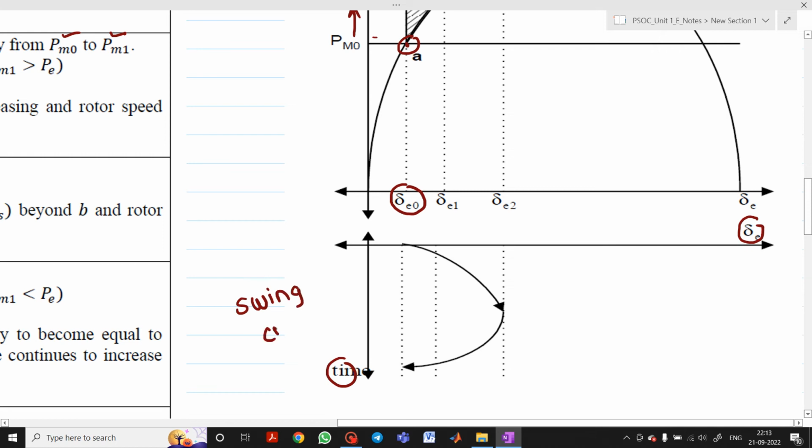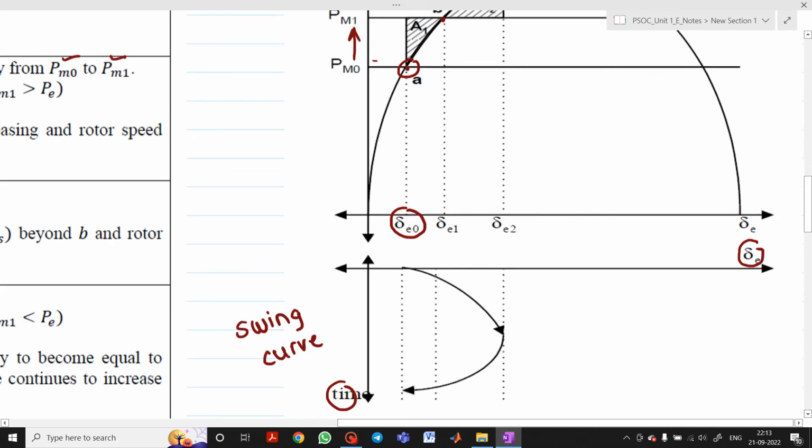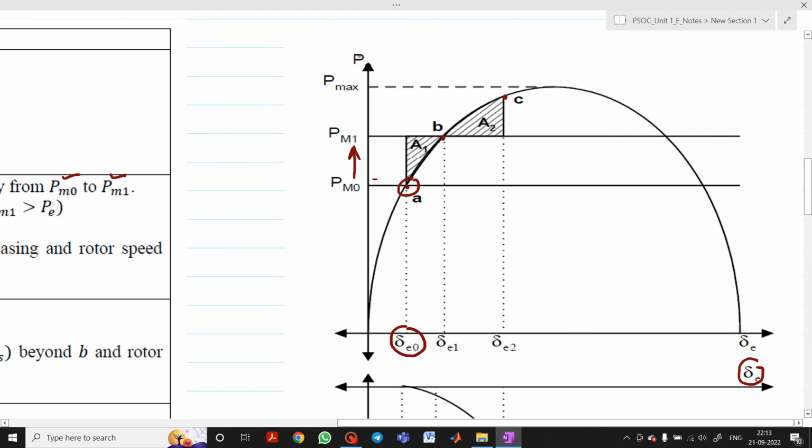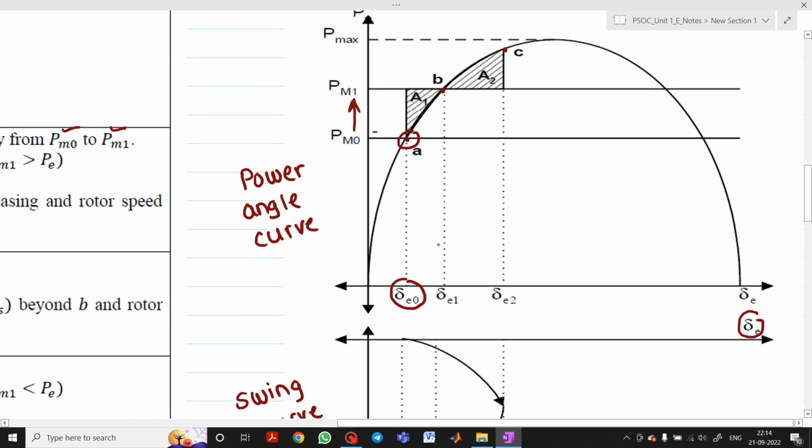This is nothing but your swing curve, and whatever diagram here we have drawn, this diagram in between P and delta, this is called as power angle curve. So what you observe here in between A to B, this is your point A. Let's say I have taken this dotted line, extended this dotted line here. So what you observe, this delta is going to increase like this, from delta 0 to, let's say, delta 1.